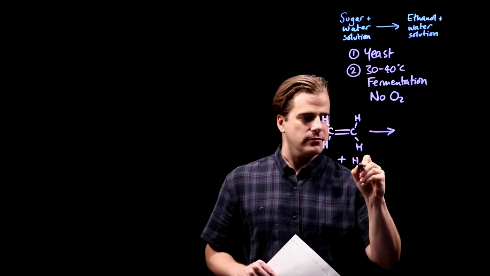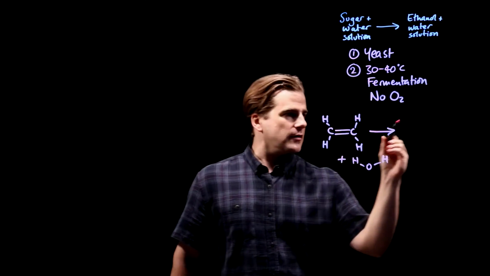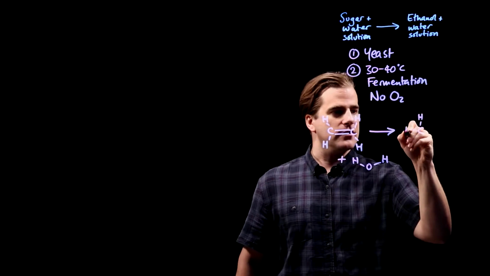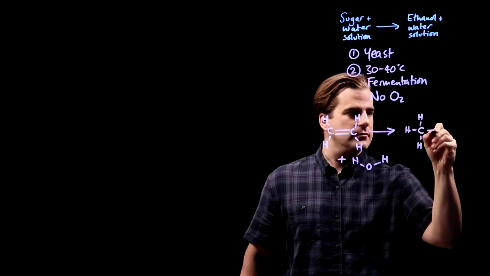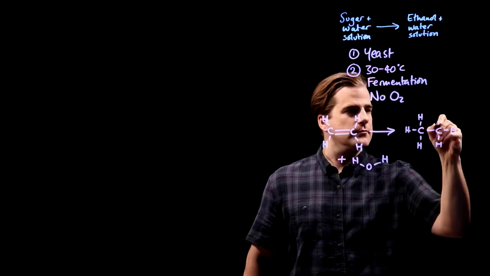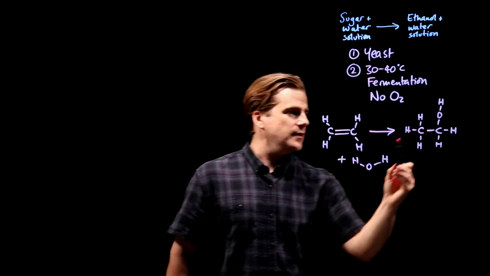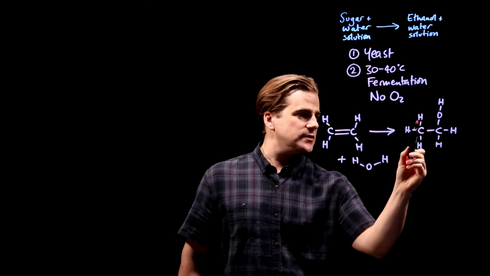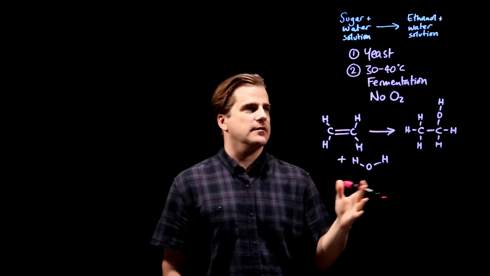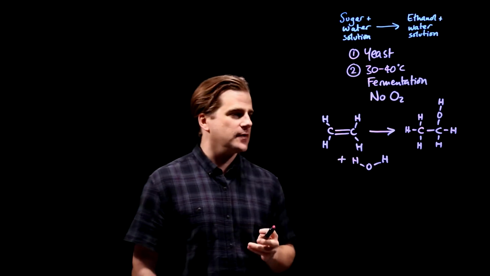Yeah, I'll draw it out. H2O. And it's going to make ethanol. So we end up with this. That's ethanol. Okay, there's 6 H's in total, but you'd write it as C2H5OH.